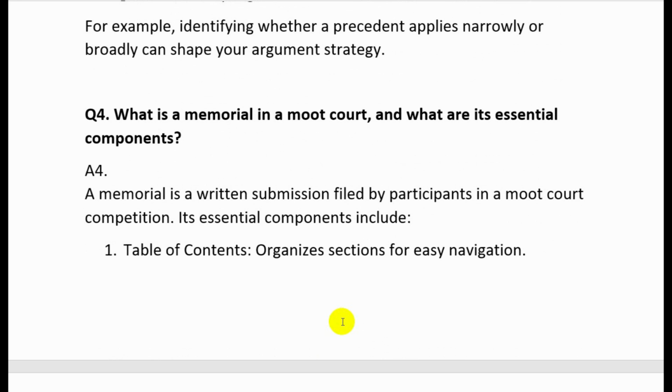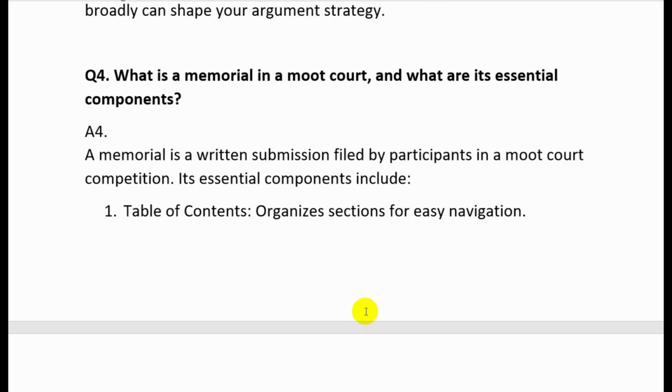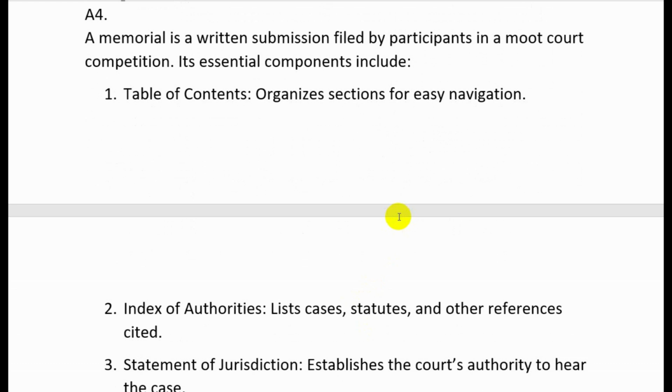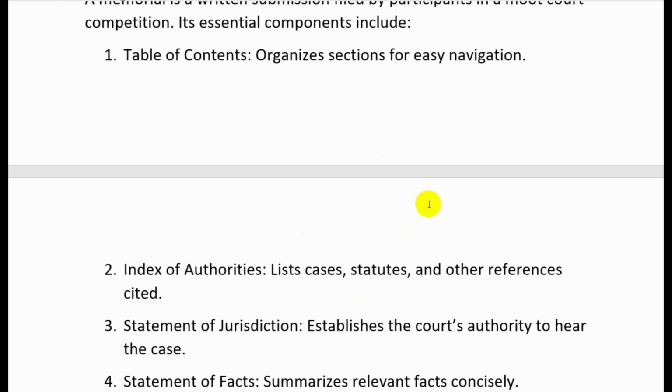What is a memorial in a moot court and what are its essential components? So memorial is nothing but the written submission filed by the participant in a moot court competition. Basically, it's a draft. So it includes table of content. This is how a lawyer in real life scenario would also present the case papers in the court.